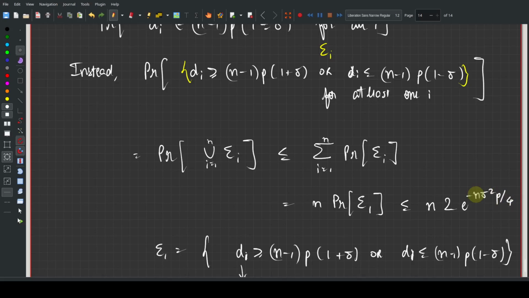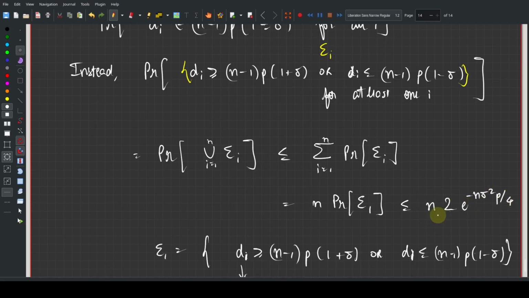Now if p is much larger than, let's say, 1 over n, what happens to this particular quantity as n tends to infinity? It tends to 0, correct? So in fact, with very high probability, as long as delta square p is greater than 1 over n, this quantity tends to 0 as n tends to infinity. In fact, delta square p should be larger than log n over n. If that happens, then this quantity tends to 0 as n tends to infinity.